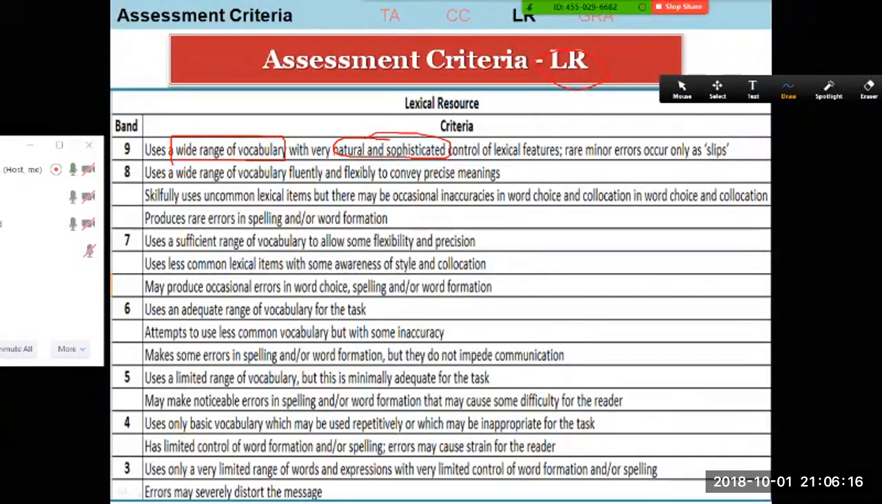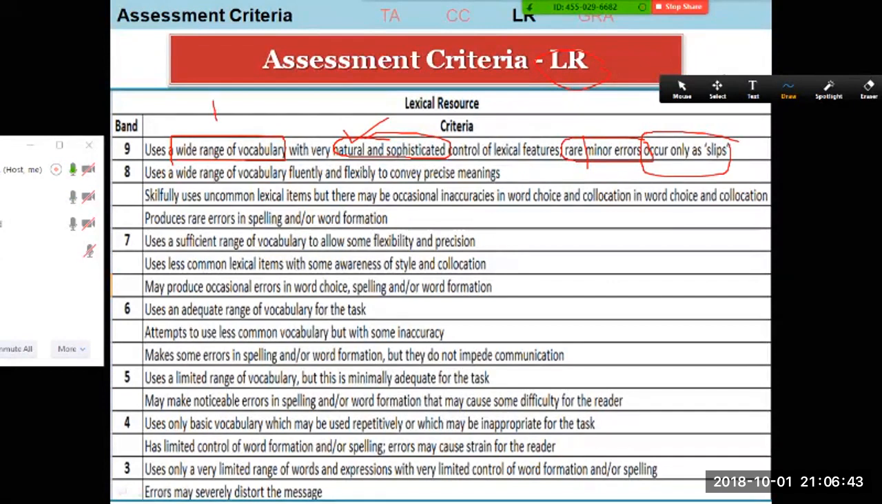There are some people who just memorize some heavy words, and then they try to fit those words forcefully into the sentences. Okay, so that should not happen. There should be a natural and sophisticated use of these lexical features. Then there are some rare minor errors, and even they occur as slips.